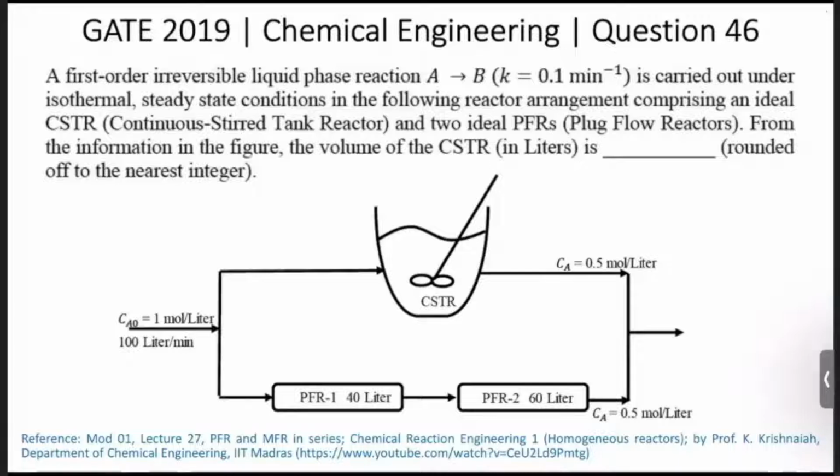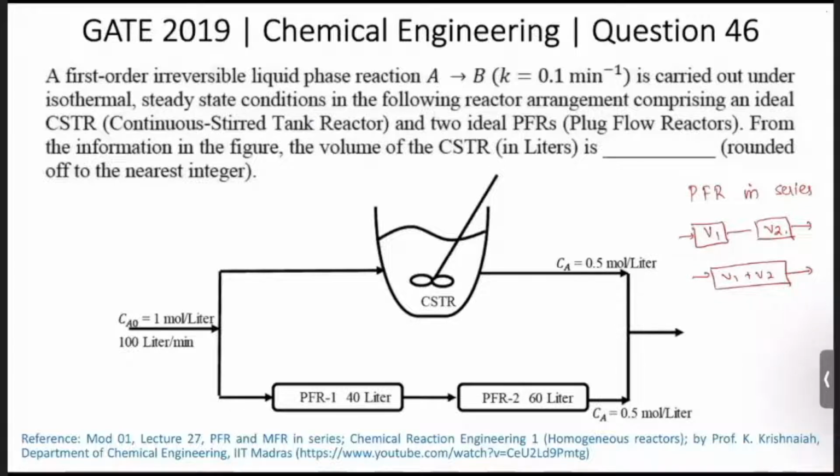Now there are a few concepts that we need to apply. In the figure we can see that one of the streams is a series of PFRs, and the concept is that for PFRs in series, say a PFR of volume V1 connected in series to a PFR of volume V2, we can consider this as a single PFR of volume V1 plus V2. Essentially, two PFRs in series can be considered as a single PFR with volume equal to the sum of the two volumes. That is what we'll be using here to solve this question.